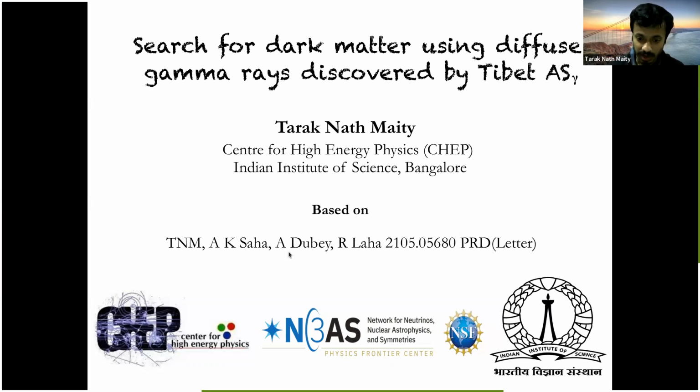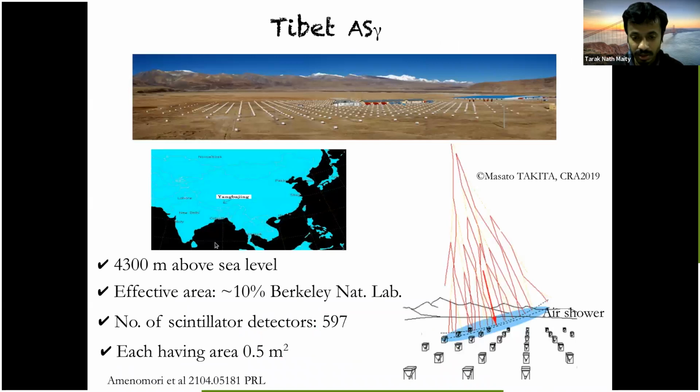Rather, what we found is the stringent, or leading, constraint in some region of the dark matter parameter space. So the talk is primarily based on this paper done in collaboration with Ranjan, Abhishek, and Akash. So with this, let me start.